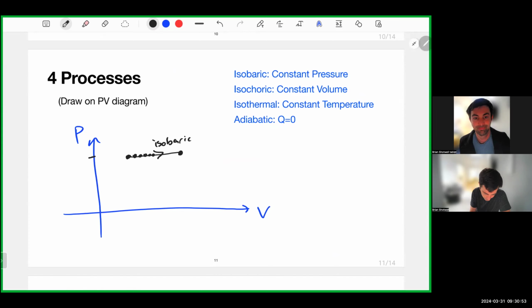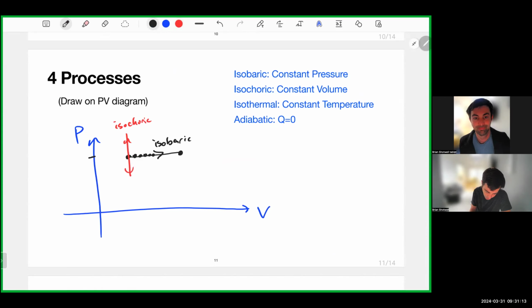Okay, isochoric is constant volume. So we could go along this way. So isochoric process, constant volume, and in order to increase or decrease the pressure, you would have to heat up. That's the only way for energy to change because there's no work being done in an isochoric process.